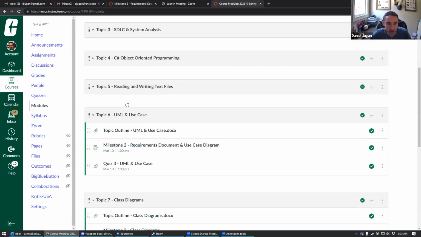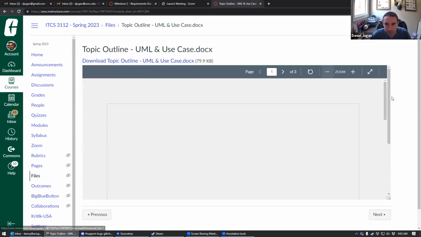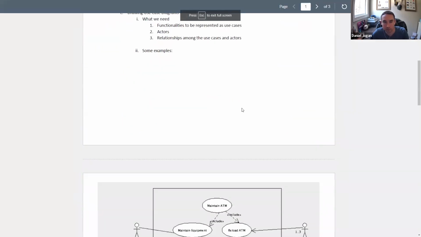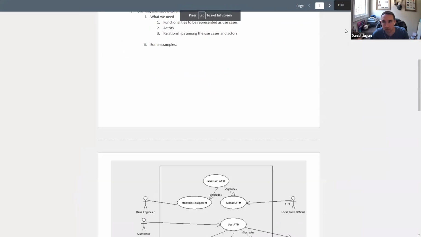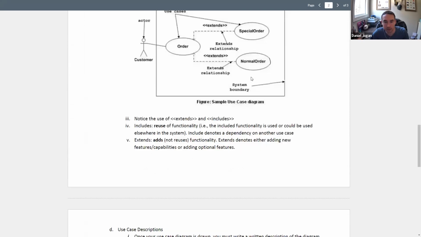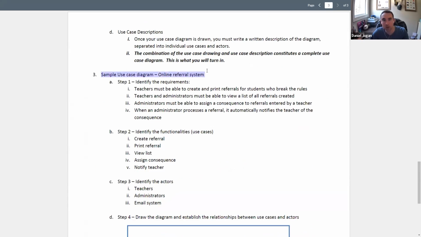Okay, so that takes us back to this. All right, so we are down here. So, sample use case diagram, online referral system. This is an application that a school would use, high school, middle school, elementary school, where instead of a traditional referral system, they would use this online system.